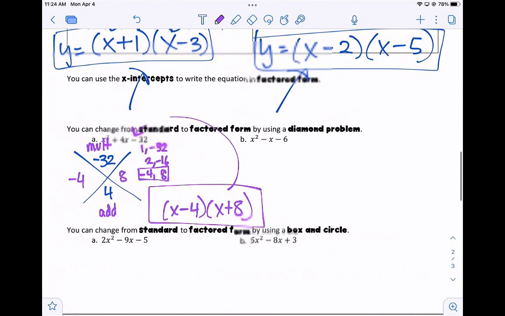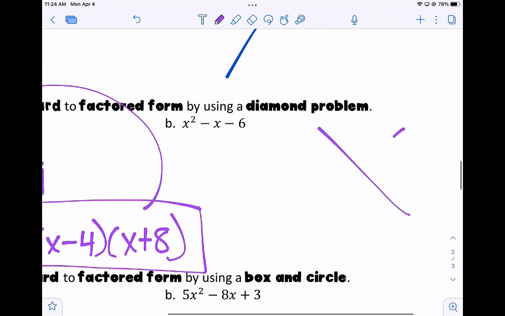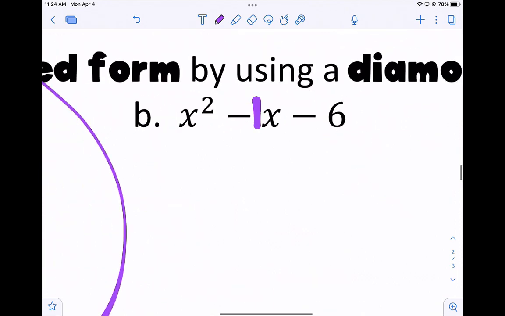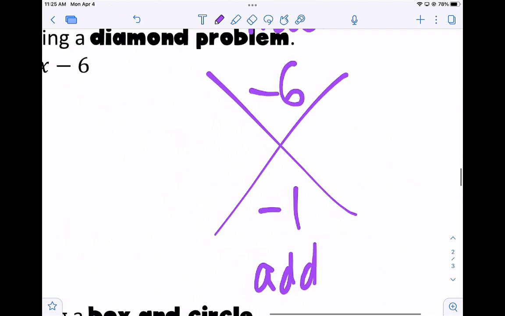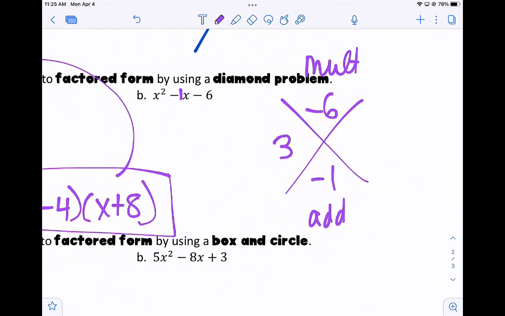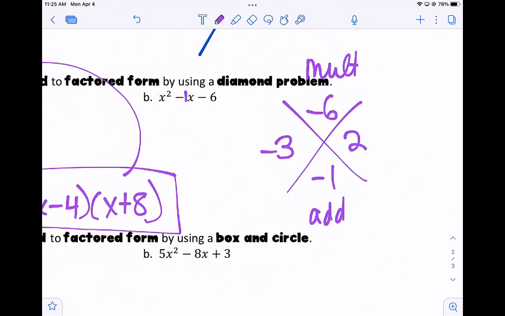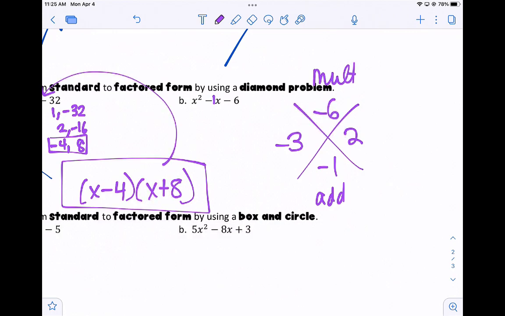All right, let's try the next one. So we make our diamond. The negative 6 goes on top. And since there's a negative x, it is a negative 1x. So we need two numbers that multiply to negative 6 that add to negative 1. And so that would be 3 and 2, and the 3 would have to be negative, so that it multiplies to negative 6, adds to negative 1. So x minus 3, x plus 2 is the factored form.